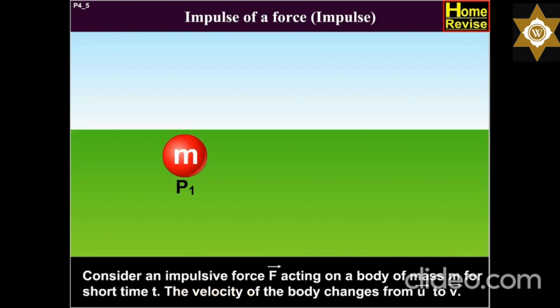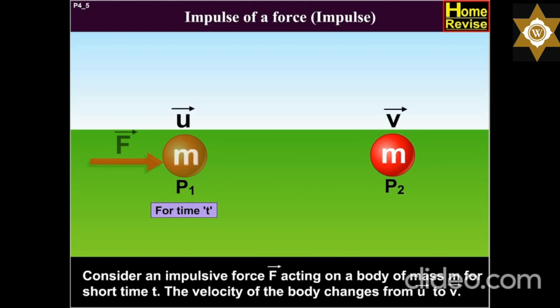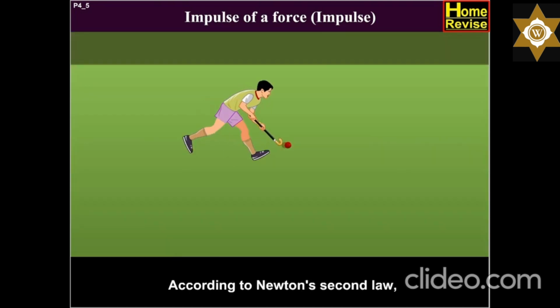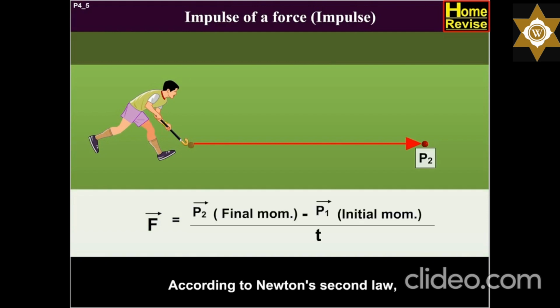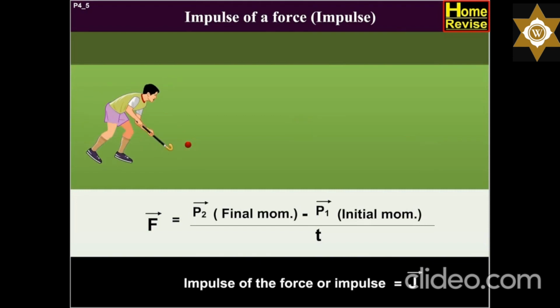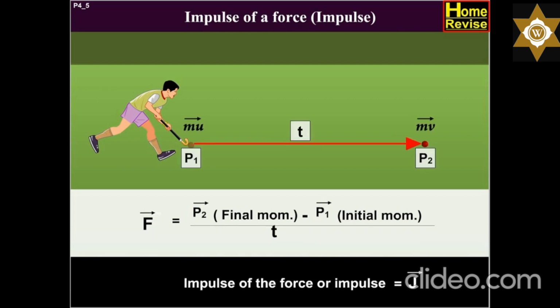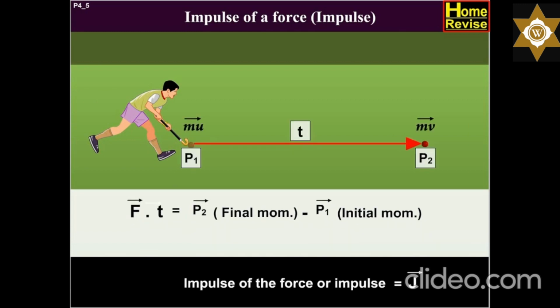Consider an impulsive force vector F acting on a body of mass m for a short time t. The velocity of the body changes from vector u to vector v. According to Newton's second law, vector F is equal to (vector p2 minus vector p1) upon t. Impulse of the force, or impulse vector F dot t, is equal to vector p2 minus vector p1, that equals vector J, that equals m vector v minus m vector u.